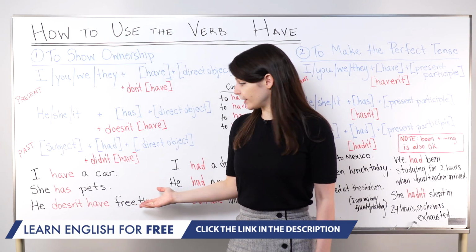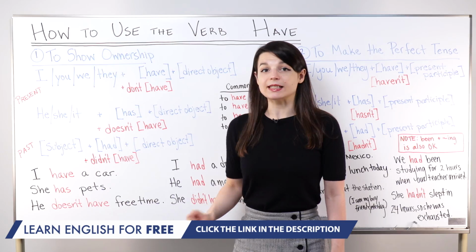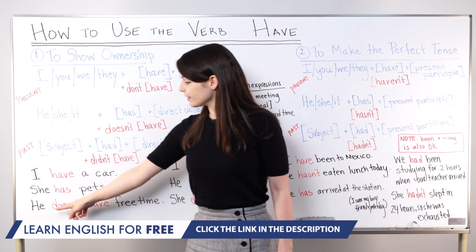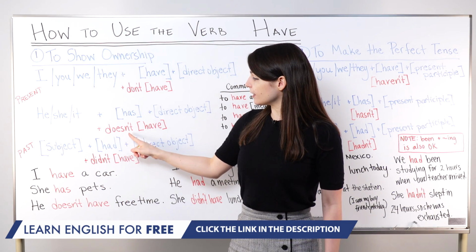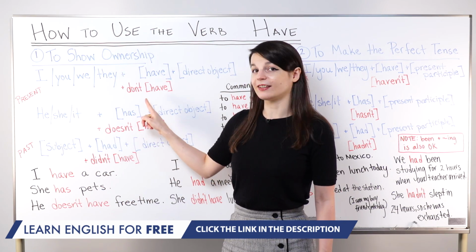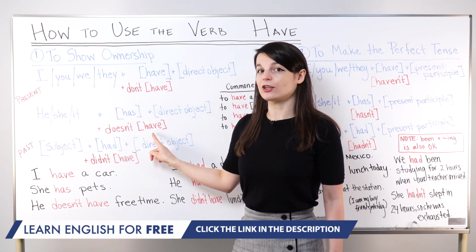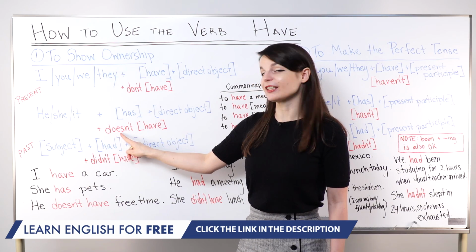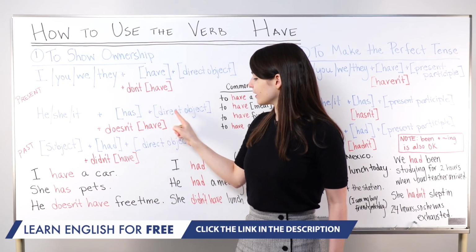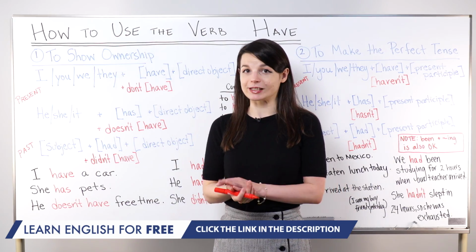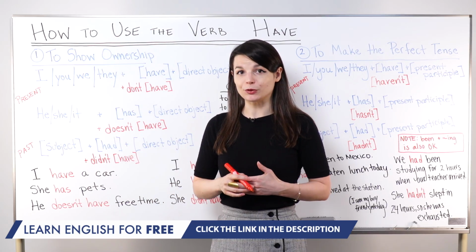Finally, a negative example. He doesn't have free time. My subject is he. I want to make a negative, so I've used doesn't have instead of just have. Keep in mind, we don't change this portion. This does not change to has. Only this portion changes. So he doesn't have, and then my direct object is free time. He doesn't have free time. So these are basic examples of using have for ownership.